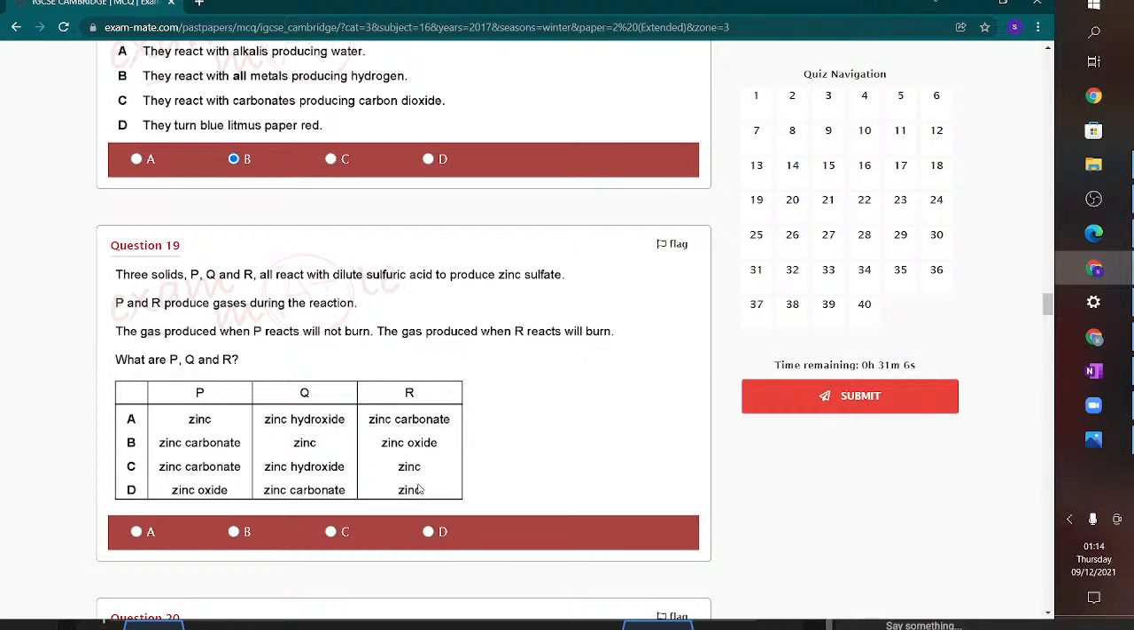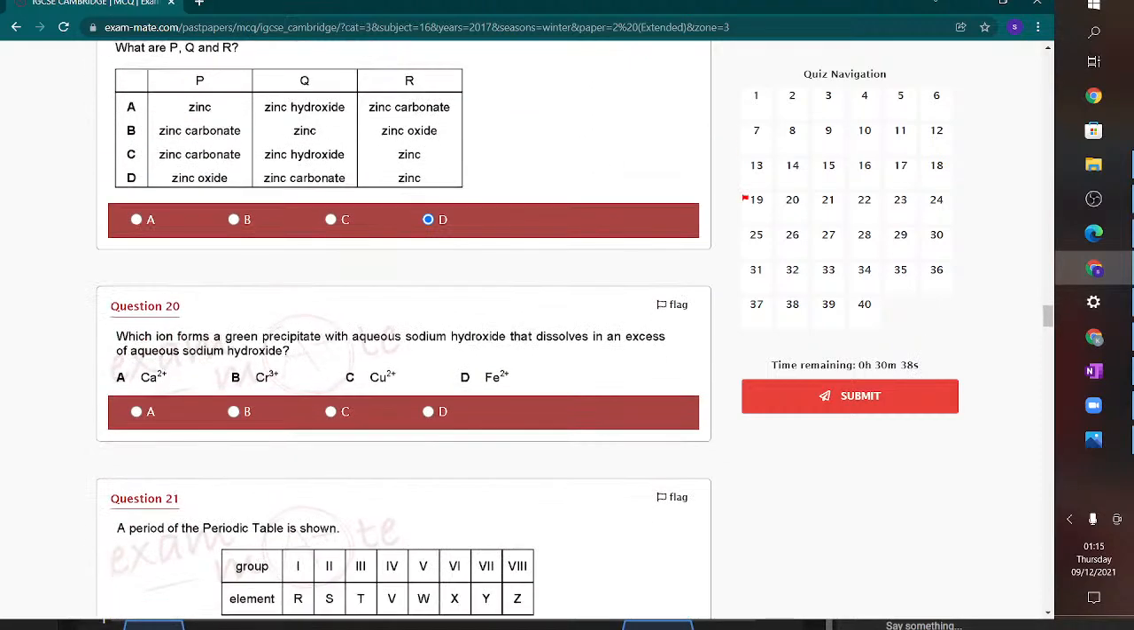All right, will not burn. So zinc oxide will form H2O. Water does not burn in air, according to me. So that's D, zinc, and then we are left with carbon dioxide gas, which will be formed. So yeah, let's take it as B, and let's flag this question.